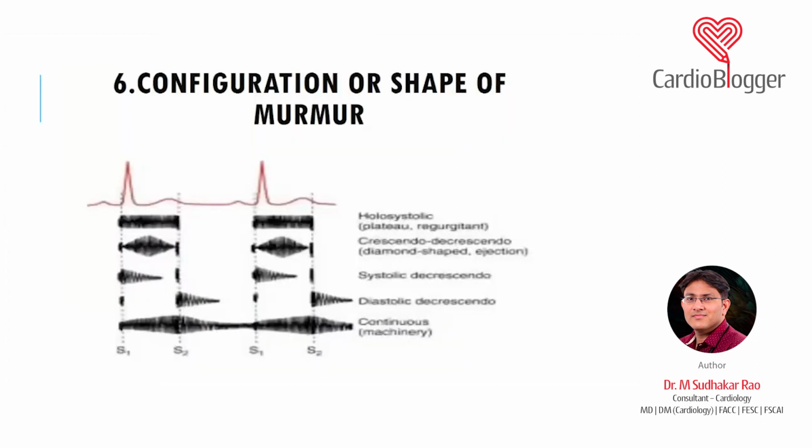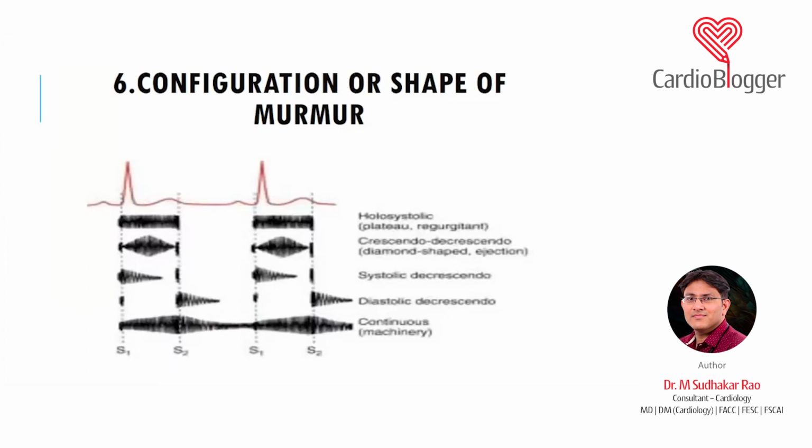Now let's come to the configuration, the shape of the murmur. As I already discussed, people will tell you to draw this murmur, and I have just sent a prototype of all this. You can see there is nothing in holodiastolic. Somebody tells you how do you draw a holodiastolic? Between S1 and S2, you have to draw a line of equal intensity. So that is called a holosystolic murmur, or a holodiastolic if they tell you to draw.